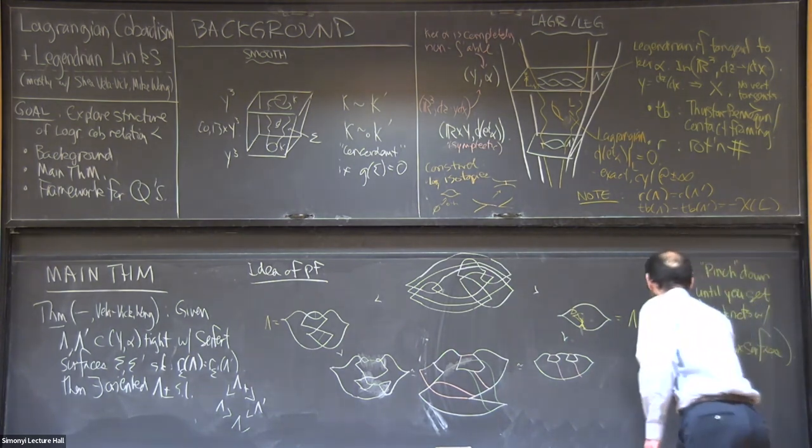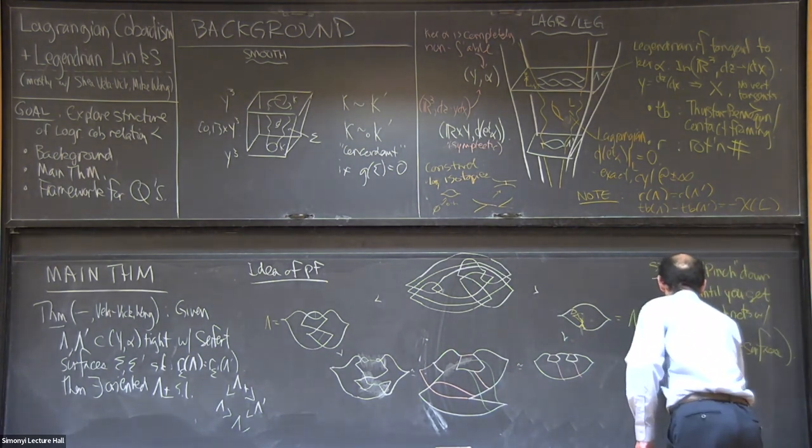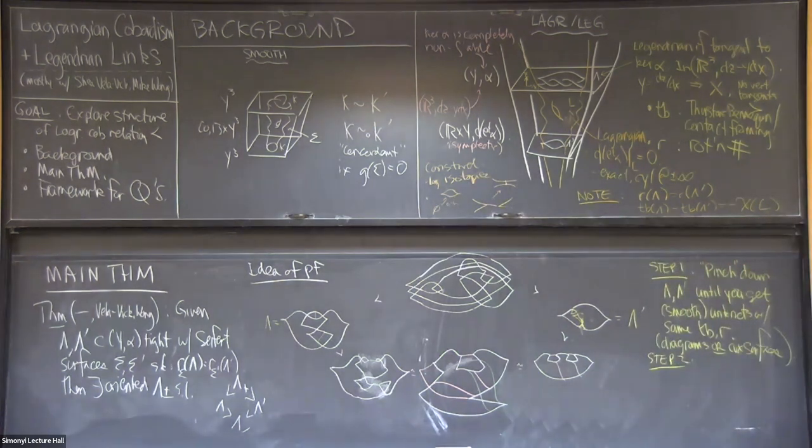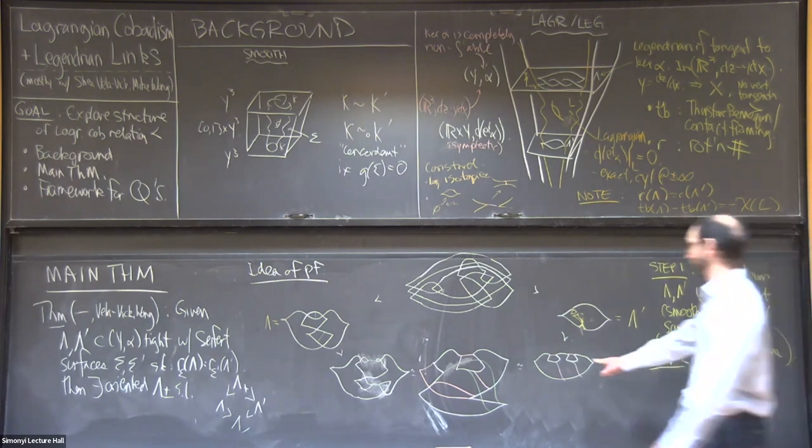Step two, and Julian, you're asking about type. This is where you need type, is that in type three manifolds, all unknots are classified by TB and R. And so these two are isotopic.